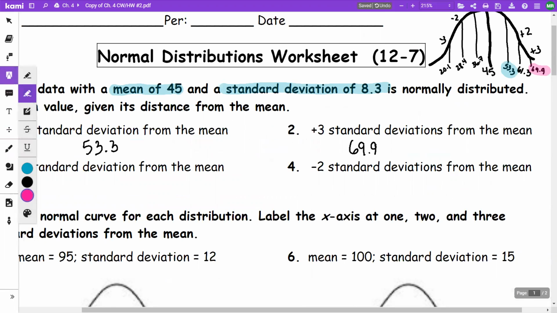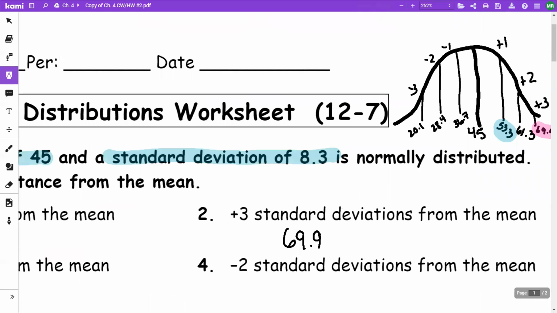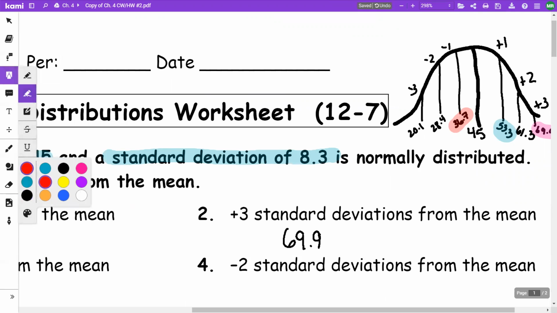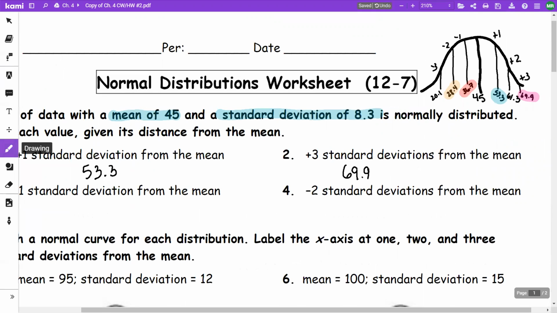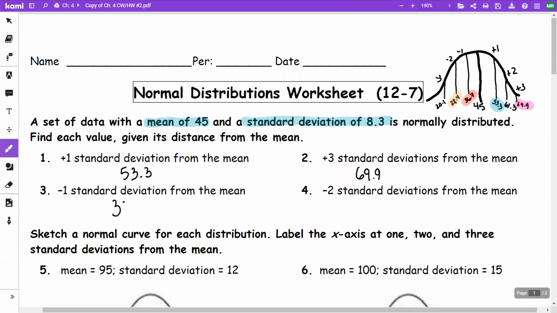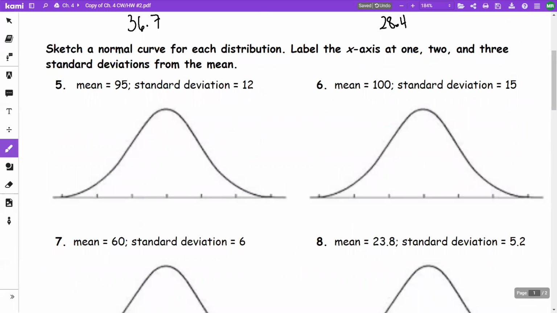The next ones, they wanted a -1 standard deviation. So that's going to be 36.7. And let me highlight the other one, which is a -2, which is going to be 28.4. So let me jot those down. When it is -1 standard deviation away, it was 36.7. And when I'm -2 deviations away, that was 28.4.